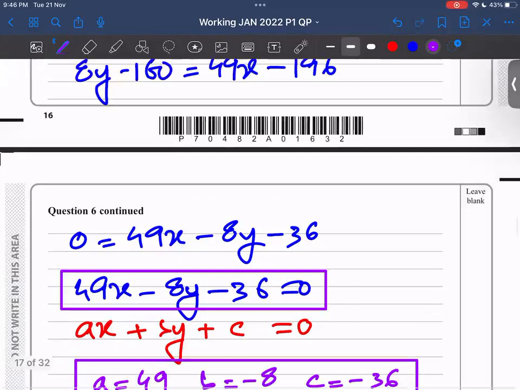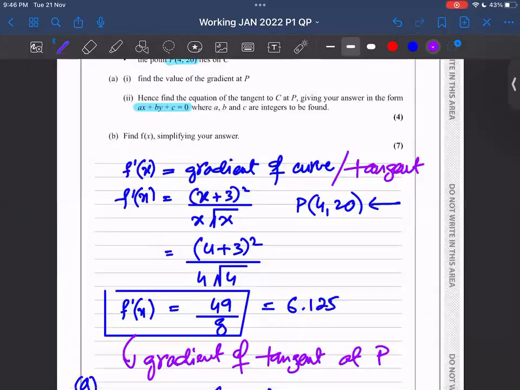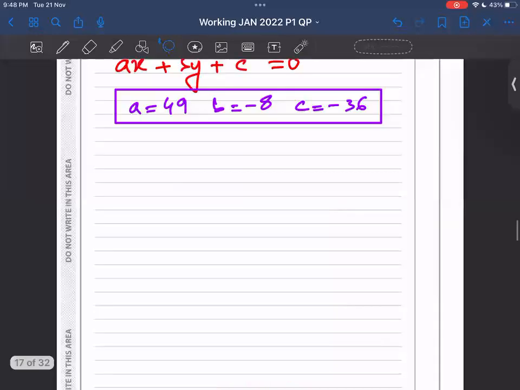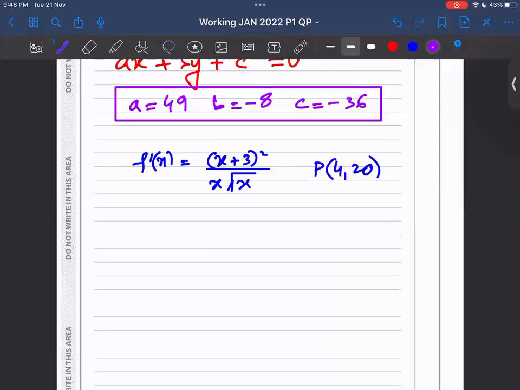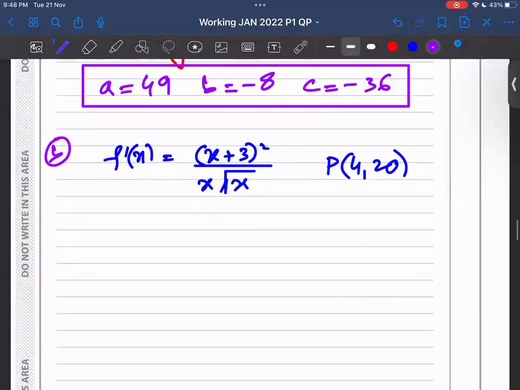Now, in part B, they are saying find fx. So we have the f dash x, but we don't have fx. We have f dash x, but not the fx. So we need to find out the fx. So from f dash x, which is the differential, in order to find out the fx function, we need to integrate it from differential to original equation. We need to integrate it to get an original equation.